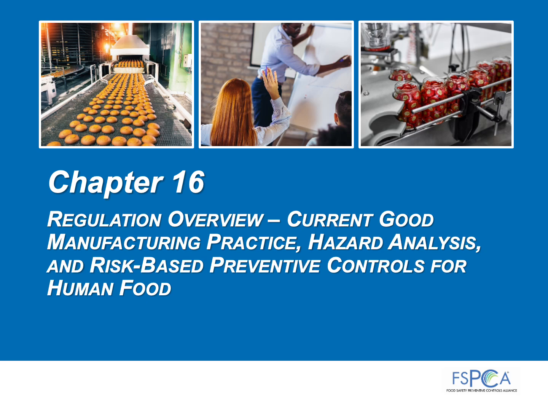Chapter 16. Regulation Overview, Current Good Manufacturing Practice, Hazard Analysis, and Risk-Based Preventive Controls for Human Food. This chapter serves as a review of many of the requirements that were covered in previous chapters, presented by David Rossin.